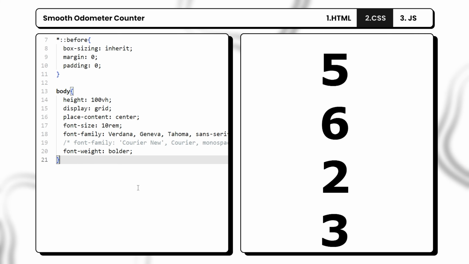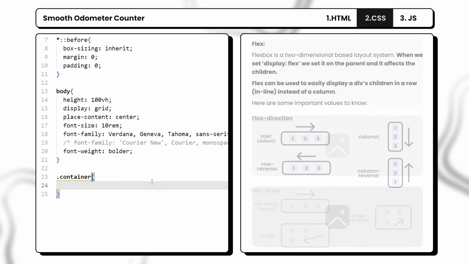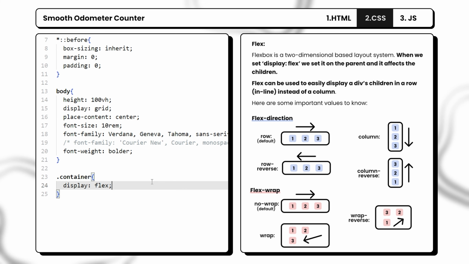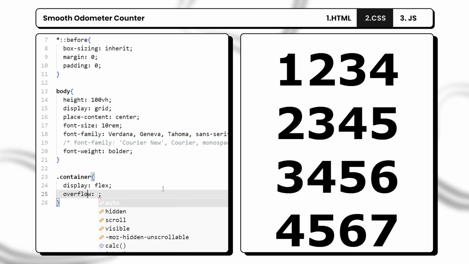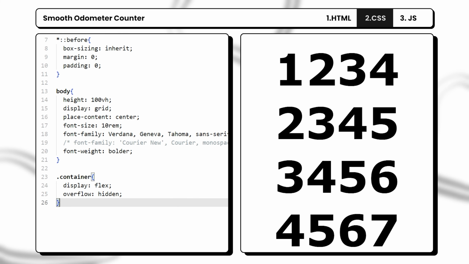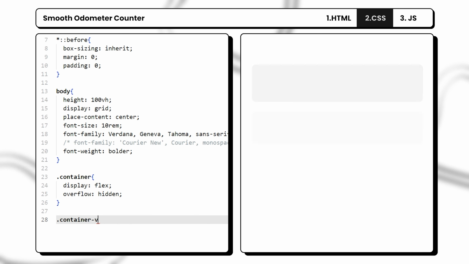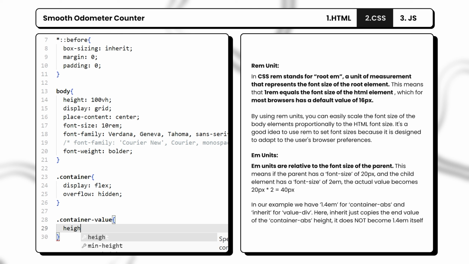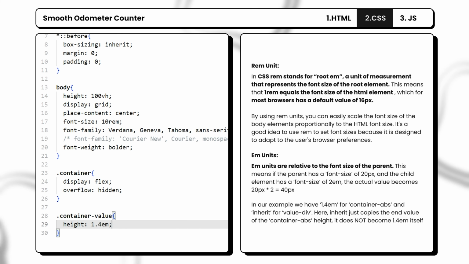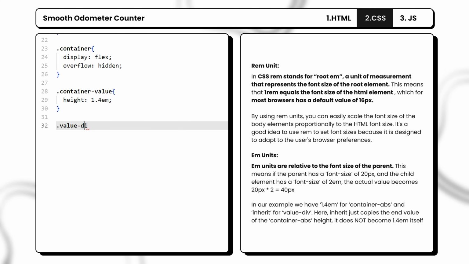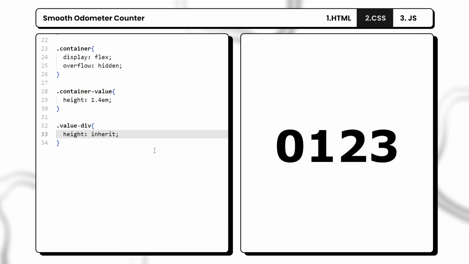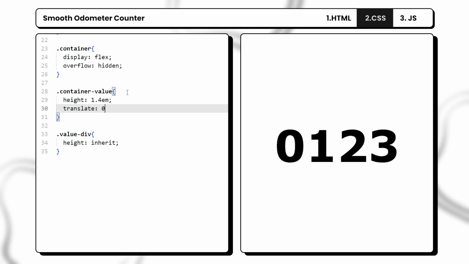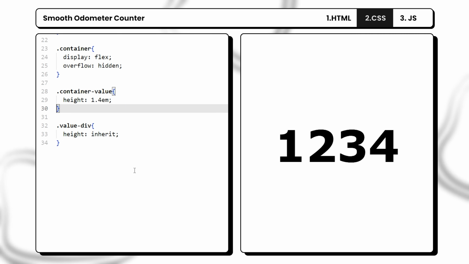Next we will select our container div and we will give it a display of flex. And now all the container values are displayed in a row. Next we will give our container div an overflow of hidden, but in order for it to work we need to set a height value to container-value, and I will do 1.4em, and in order for it to be consistent I will select value-div and I will give it a height of inherit, which will copy the height of its parent element. And to make sure that it works, we will go to container-value and set translate to 0 minus 100%, and as you can see we've moved the values up by 1 increment.